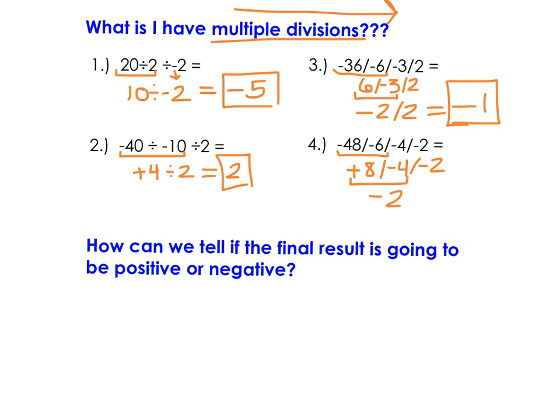So we have a negative 2 divided by negative 2. Negative divided by a negative is a positive. 2 items divided into 2 groups is a positive 1. So we can just do our divisions from left to right.